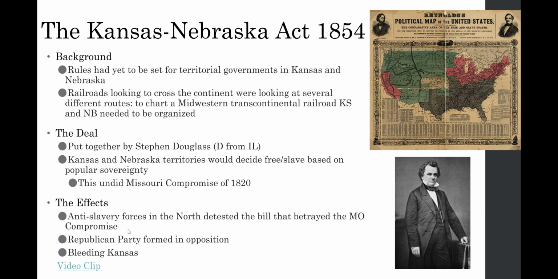The effects of this are that anti-slavery forces in the North really hated the bill. They felt betrayed. The Republican Party ends up forming, and then you have this time period called Bleeding Kansas, where you had a whole bunch of anti-slavery Northerners and a bunch of pro-slavery Southerners moving into Kansas, trying to influence the election, voting illegally, and then there would often be violence. So a lot of actual physical violence between people in America. People often call this the beginning, or the first quote-unquote battle, of the Civil War.